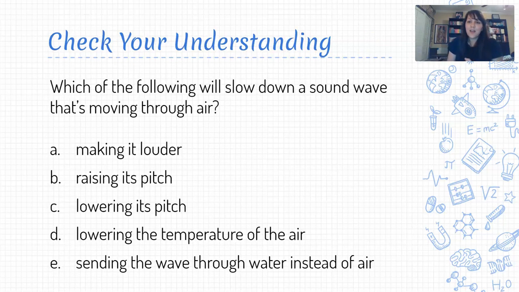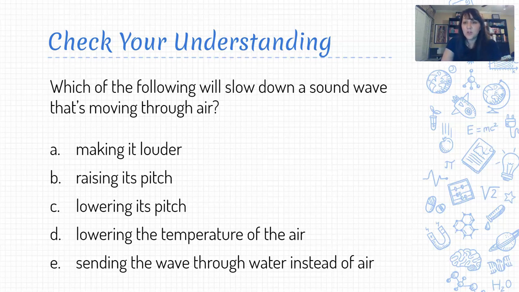Okay. So final little check for understanding. Say we've got a sound wave moving through the air. Which of these different options will slow down that sound wave? Should we make it louder, raise its pitch, lower the temperature of the air, or redirect that wave through water instead of air?